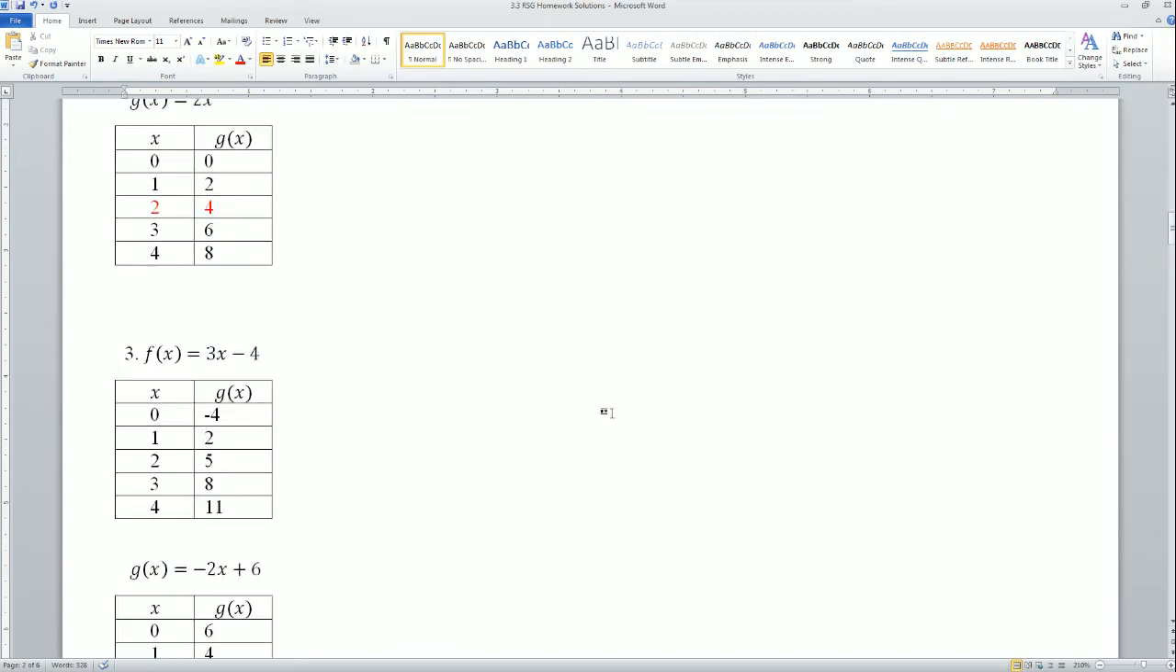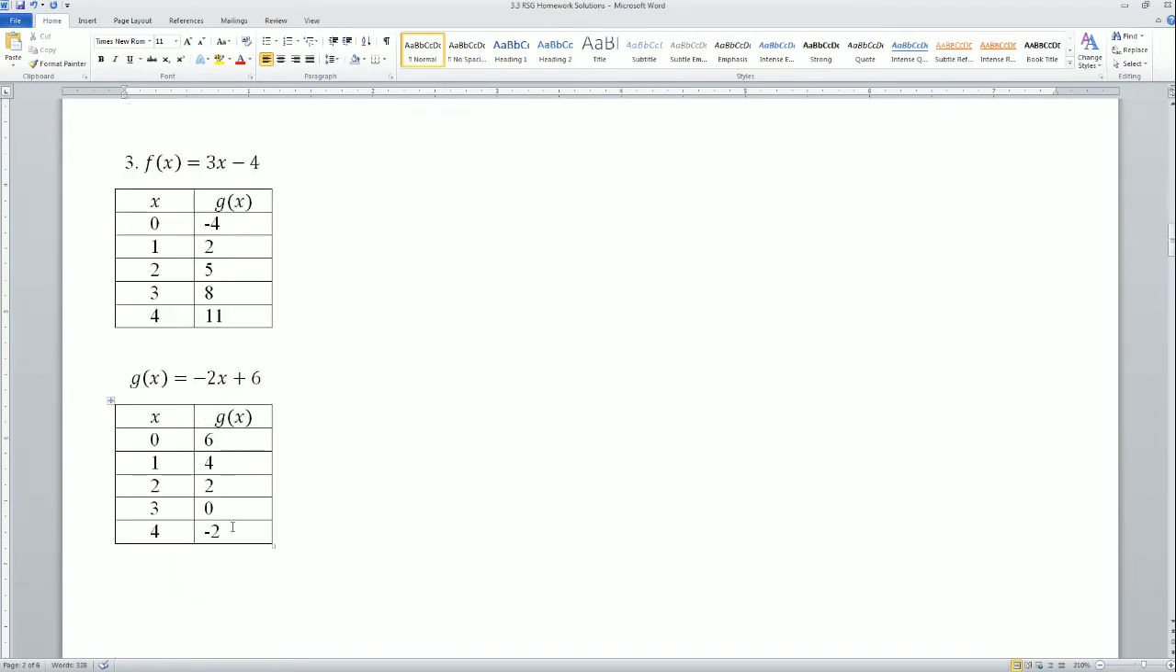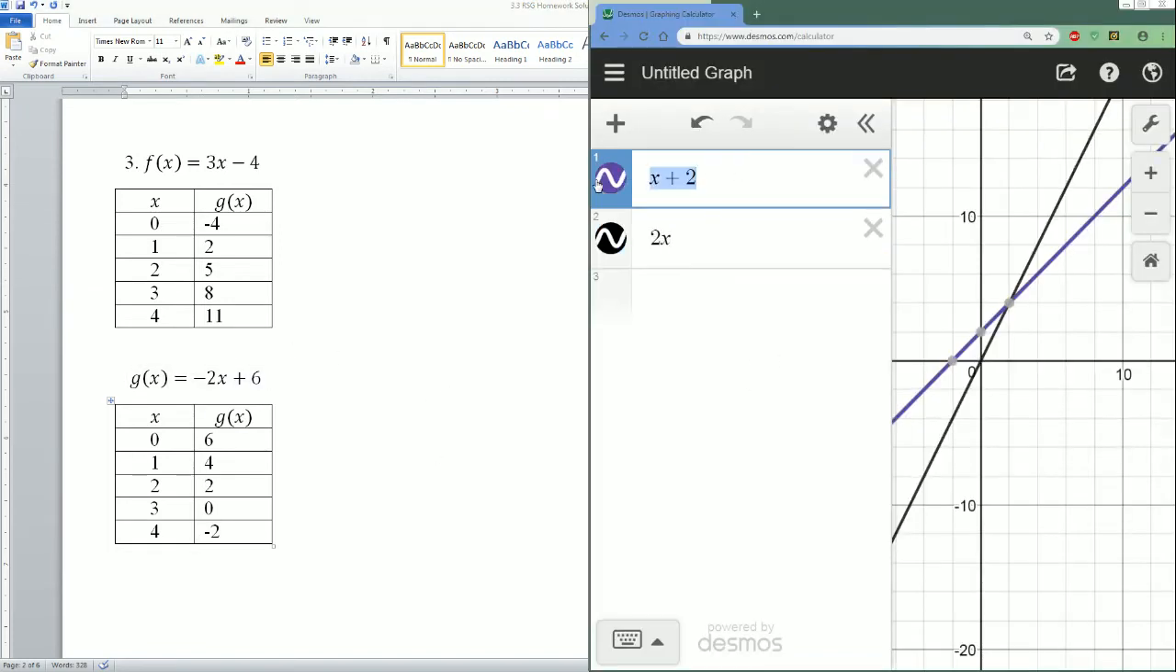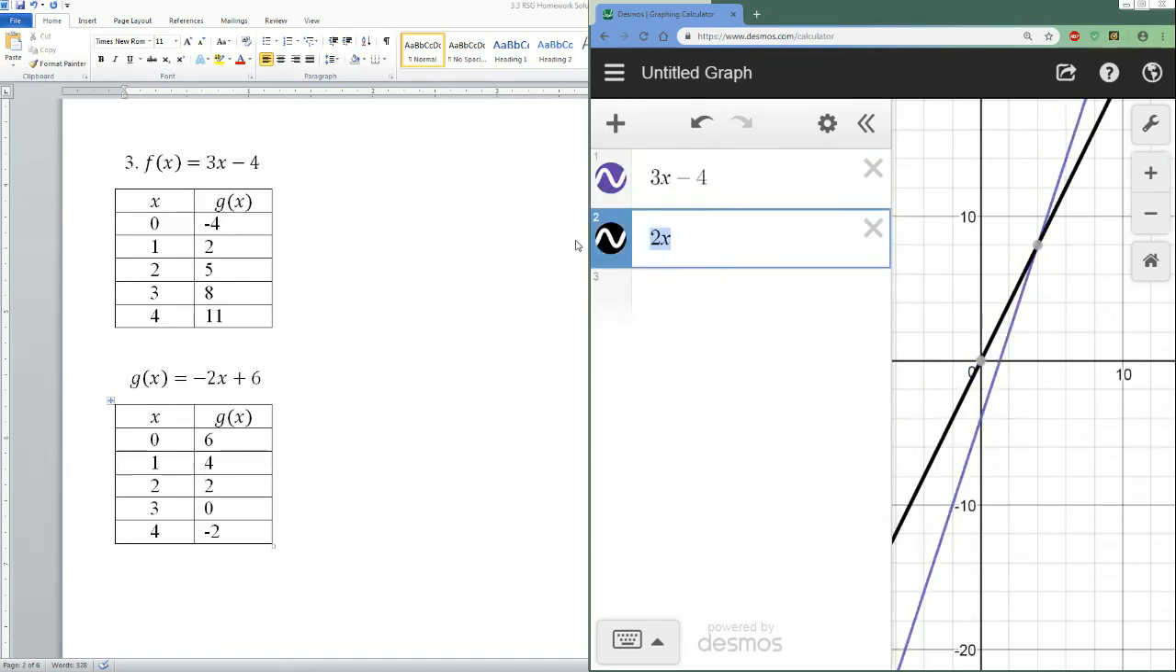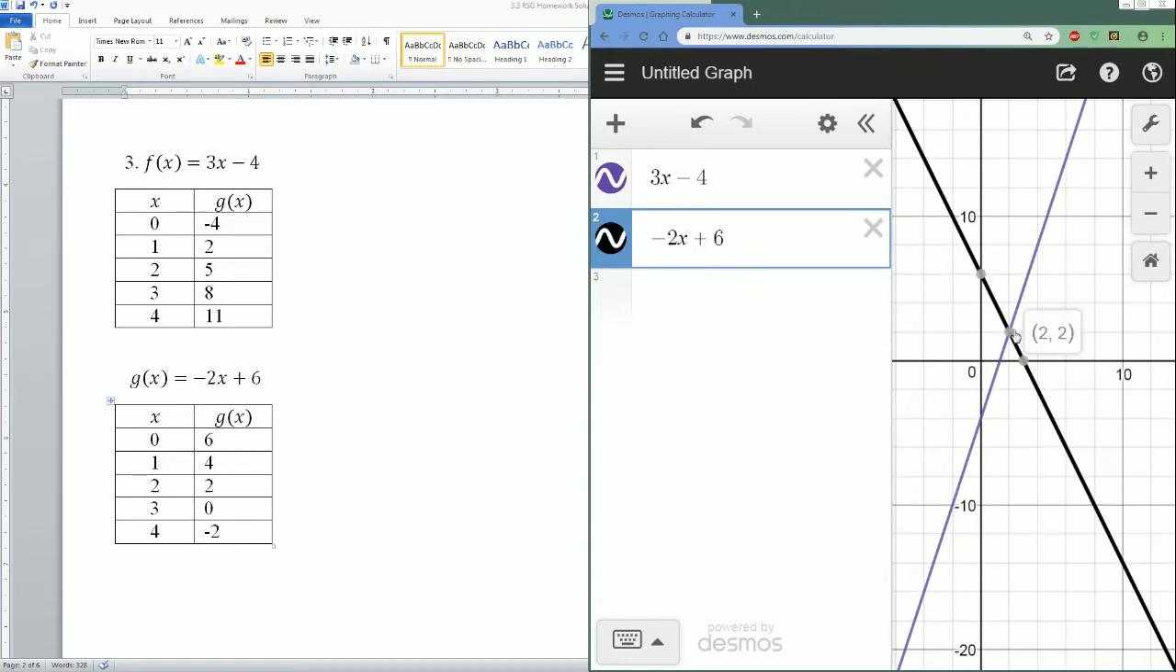Good. The next one, let's see if any of them looks like 2, 2. No. 1, 4. No. 0, 6. No. I might have done something wrong here. Let's just look at this one. Decimals help us out. Here's 3x minus 4 and negative 2x plus 6. There's an intersection at 2, 2.